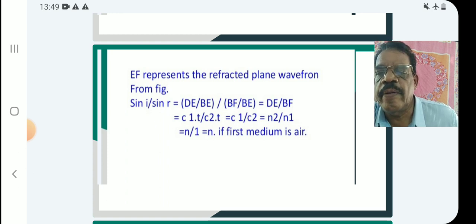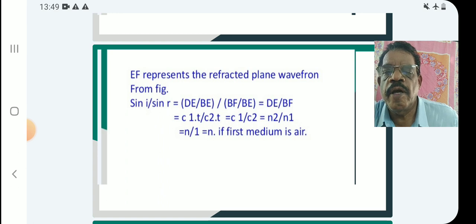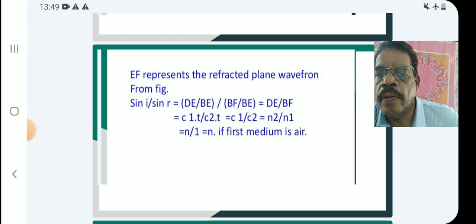From the figure, sin i by sin r is DE by BE, that is DE by BF, that is C1T by C2T. T cancels, C1 by C2, that is N2 by N1. N2 by N1 we can write as N by 1 if the first medium is air.